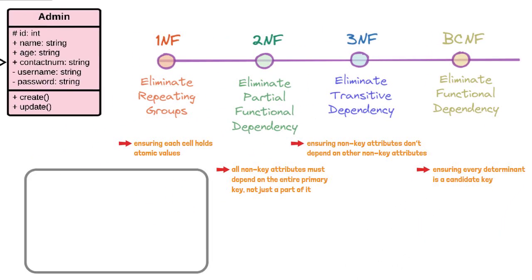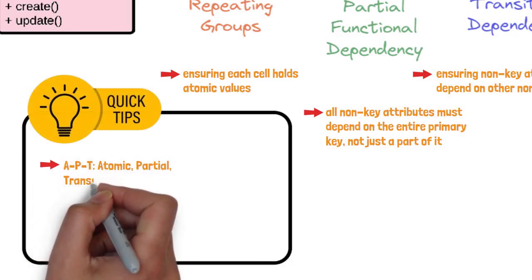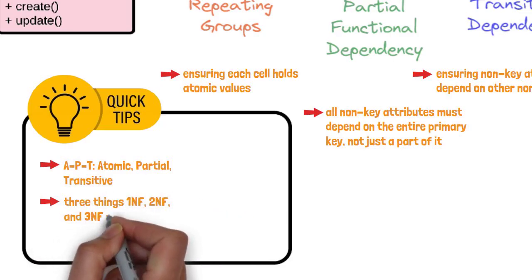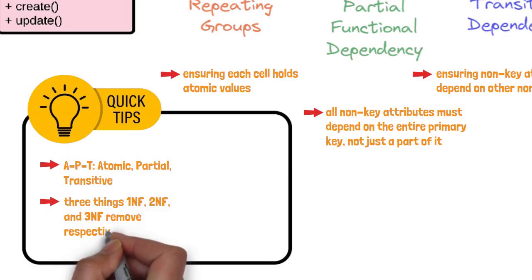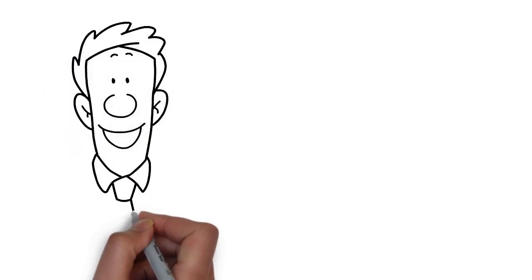A quick memory trick: APT, atomic, partial, transitive. These are the three things 1NF, 2NF, and 3NF remove respectively. Normalization makes databases cleaner, faster, and easier to maintain.